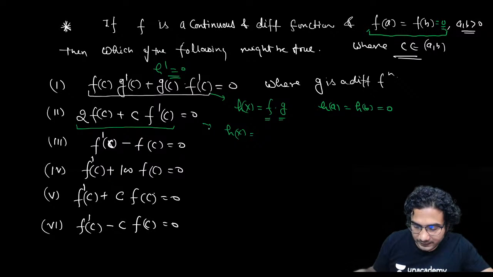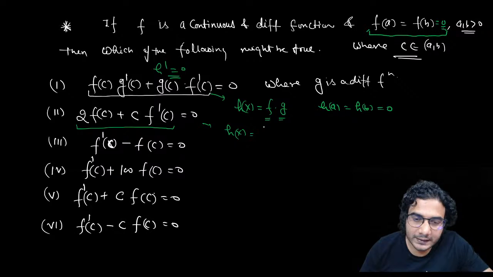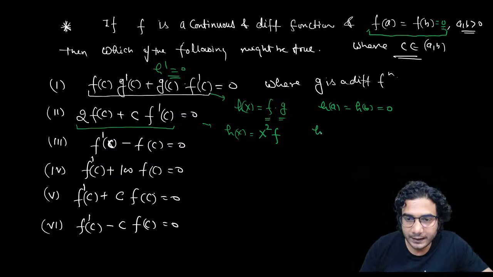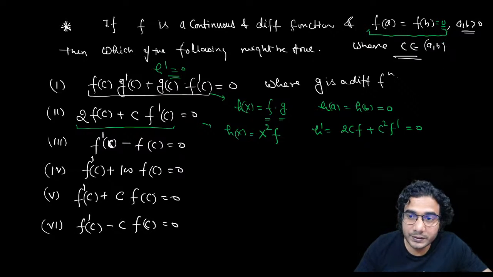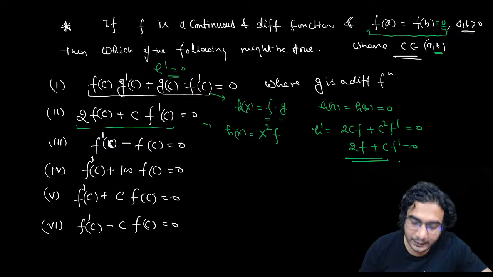Subhash has given the right answer, x squared f. So this is x squared f function. If you differentiate it, then h dash is going to be 2xf plus x squared f dash. That will be 0, and because c is not 0, c lies in the interval a to b, you can divide by c. So after dividing by c, you will get 2f plus c into f dash equal to 0. This is given, right?